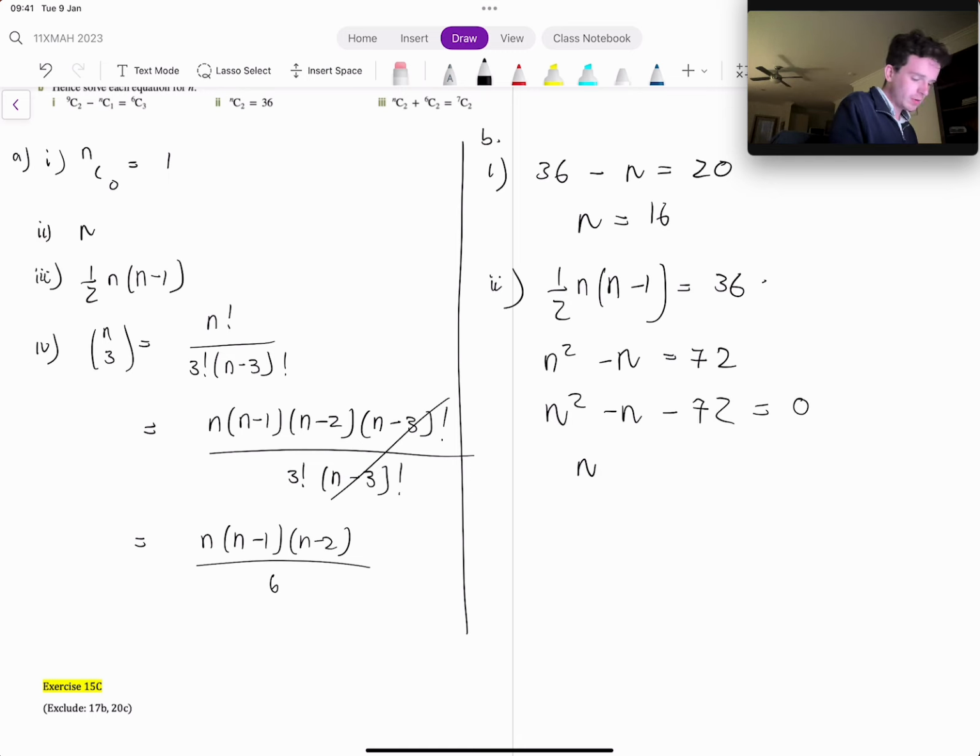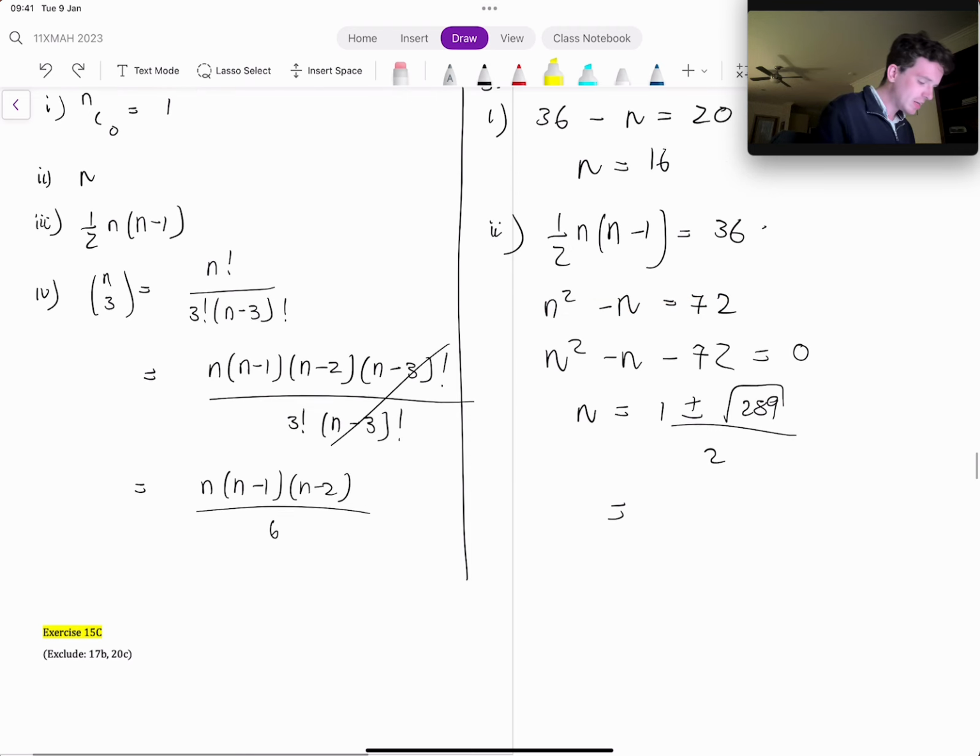Using the quadratic formula, n is 1 plus or minus the square root of 1 squared minus 4 times 1 times minus 72, square root of 289. Personally, I would just probably go from here to the answer. If you feel like the quadratic formula is too easy, that's completely fine. So yeah, I would just go from here straight to an answer. But anyway, I'm just going to do the full steps for our examples.